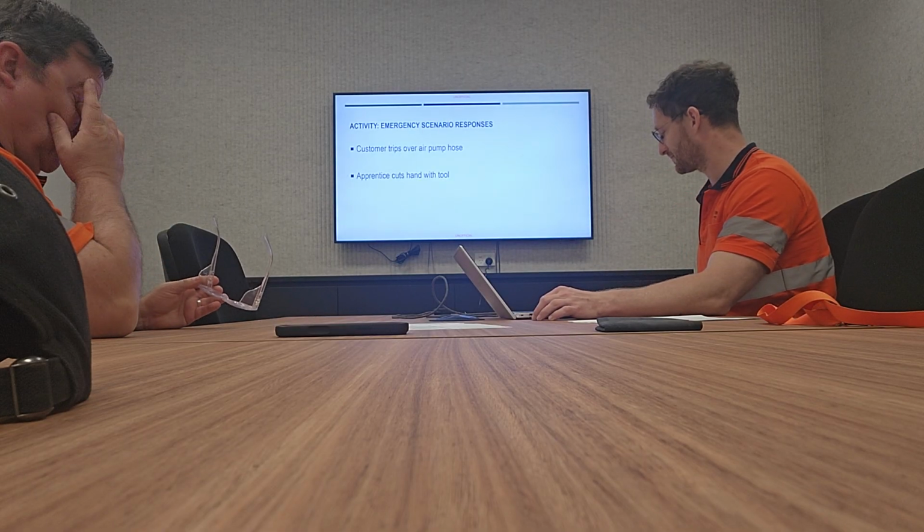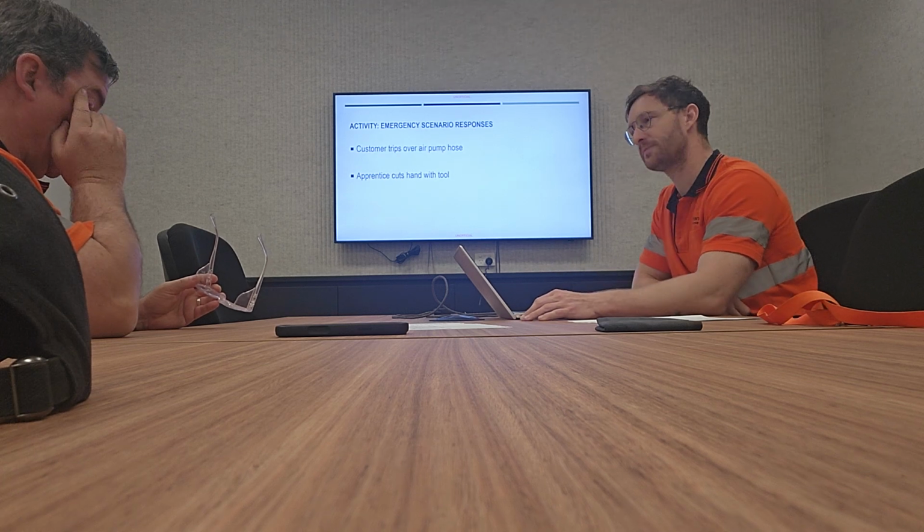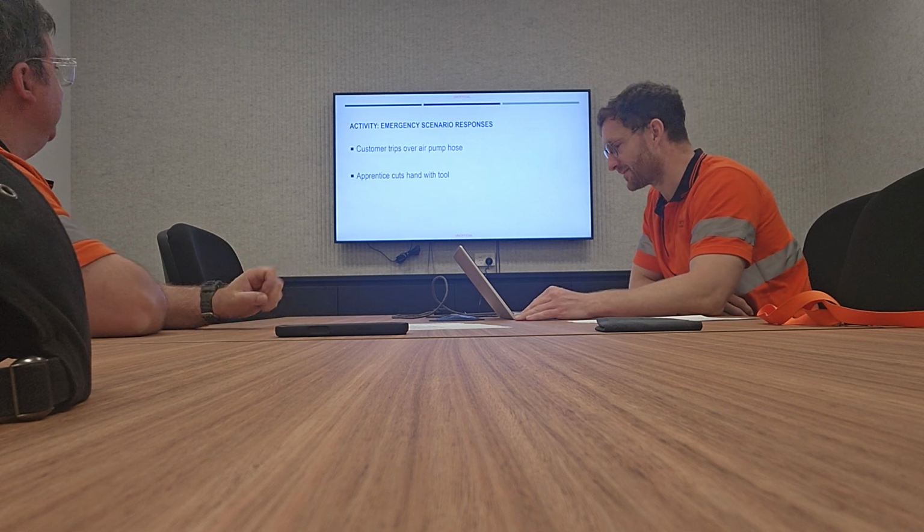Well, the first thing would be, as I said, there was signage up to warn unauthorised people not to come into the workshop. So obviously you need to have some form of barrier in place to stop that scenario from happening to begin with. It could be something as simple as a chain across the door, just to make that physical barrier. The next thing would be, if that was to happen, you first make sure the customer's okay, provide first aid, whatever is required.